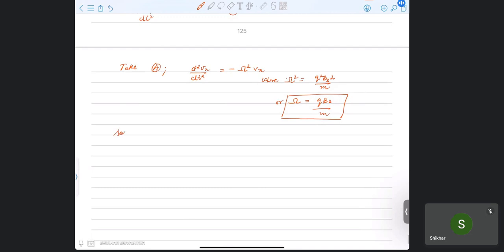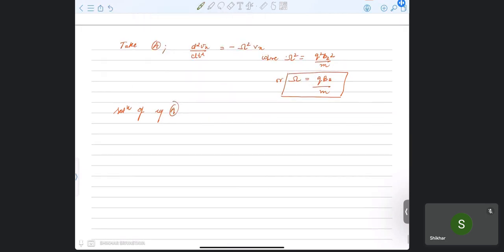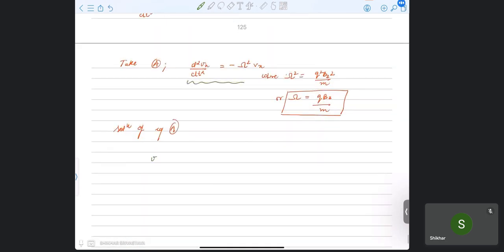Solution of equation A. So since this equation's solution is what? Vx can be written as, since it is oscillating, in terms of sines and cosines we can write the oscillation.